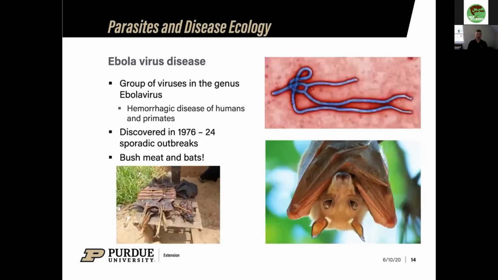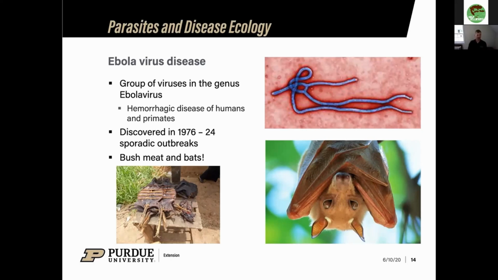So let's start with a virus, in particular thinking about Ebola viruses. This is a group of viruses in the genus Ebolavirus. They cause hemorrhagic disease in humans as well as primates. And what's really interesting is that it's relatively new to science. They were discovered in the 1970s, and since then there have been about 24 sporadic outbreaks of Ebola virus. Most recently, I believe it happened in 2014 in Africa. And this actually caused a global scare. There were lots of concerns about this spreading from Africa and moving to other continents.